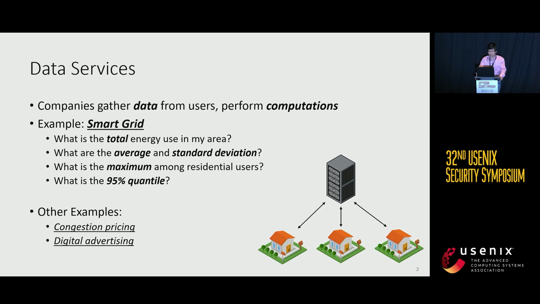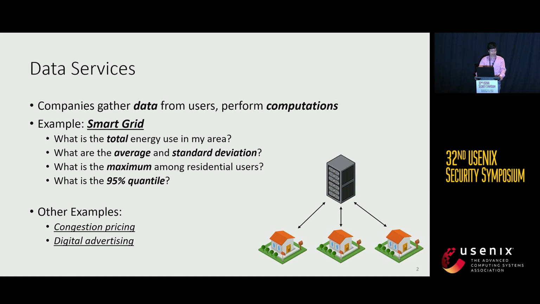There are various data services available today. Companies will gather data from users and perform various computations. For example, in a smart grid, the operators may need to answer queries from their users, like what is the total energy being used in the area, what is the average and the standard deviation, what is the maximum among the residential users, as well as certain percentage quantiles in the area being served by the smart grid provider.